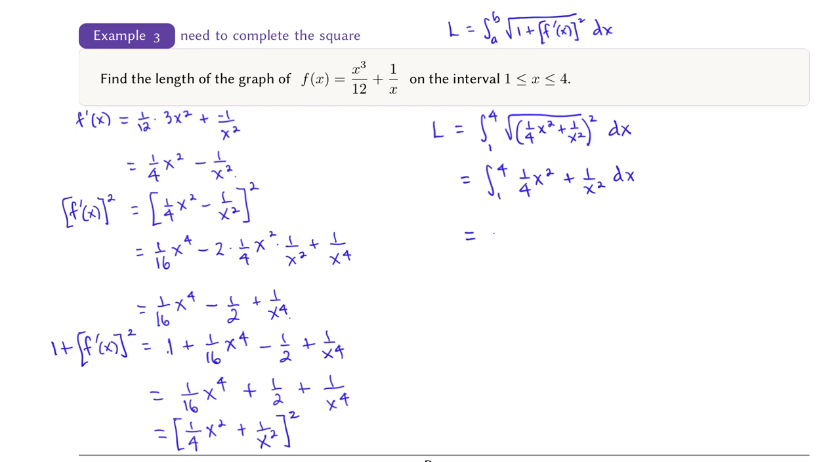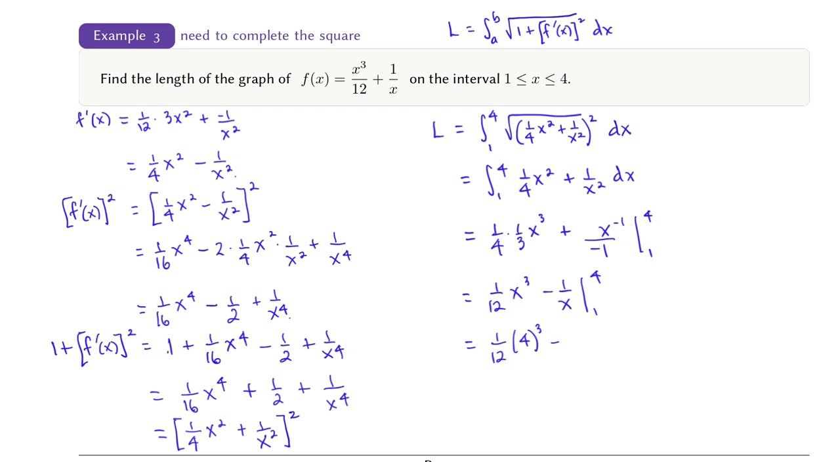Evaluate this definite integral. We first find the antiderivative of the integrand. The antiderivative of 1 over 4 x squared is 1 over 4 times 1/3 x cubed. The antiderivative of 1 over x squared is x to the negative 1 over negative 1. Simplifying the antiderivative, we have 1 over 12 x cubed minus 1 over x. Evaluate at x equals 1 and x equals 4.